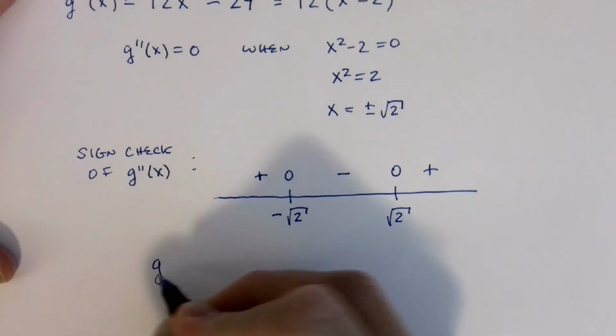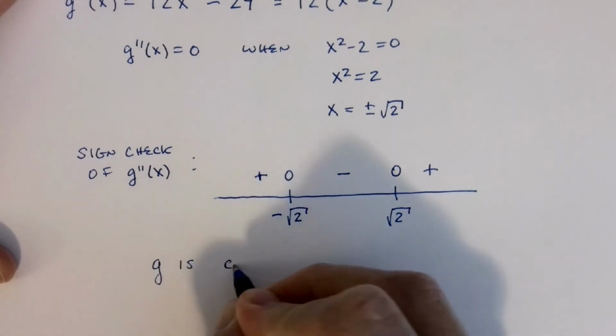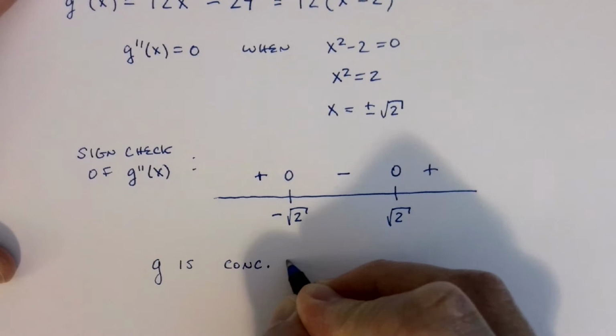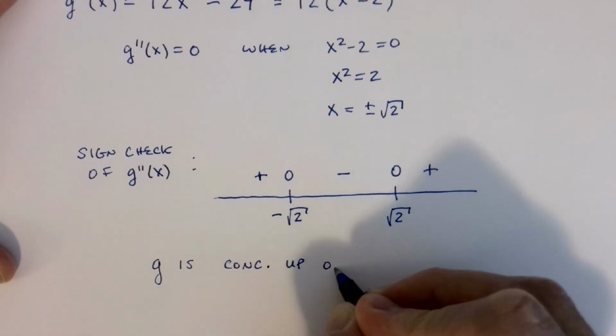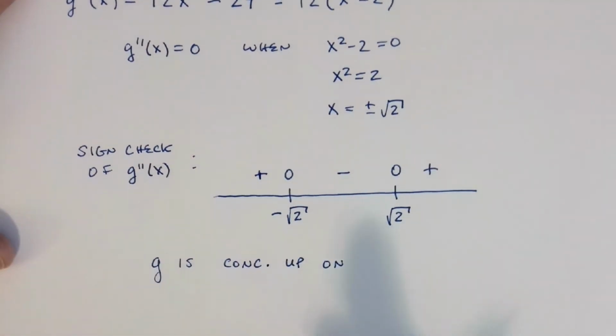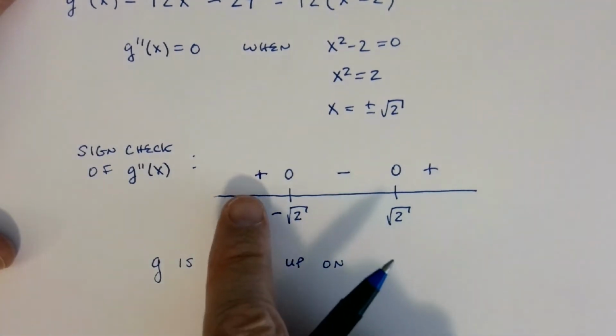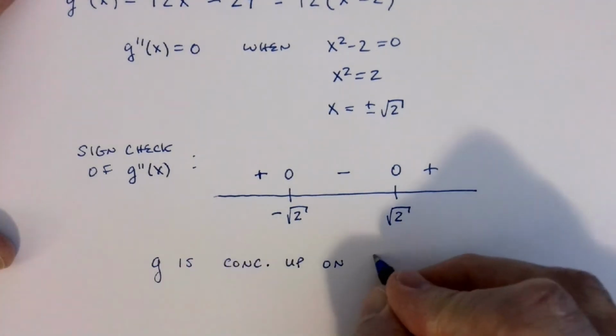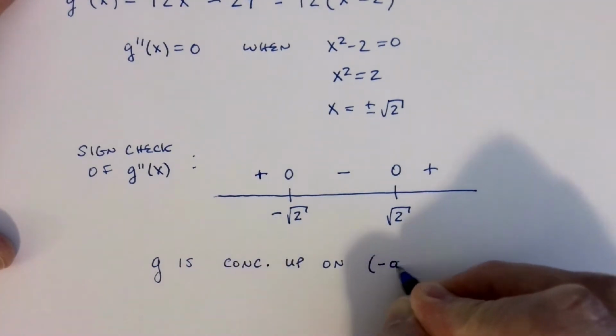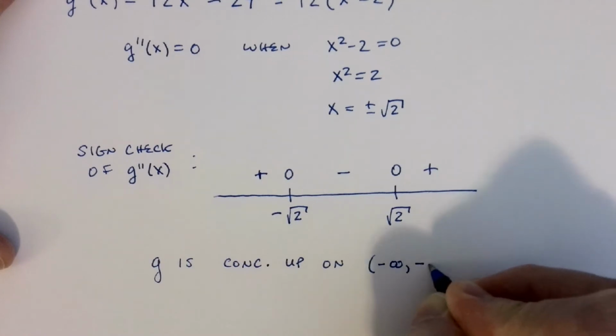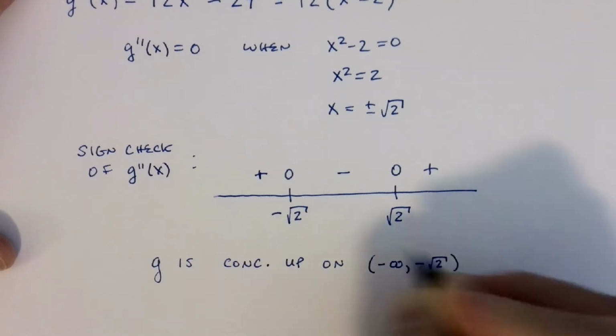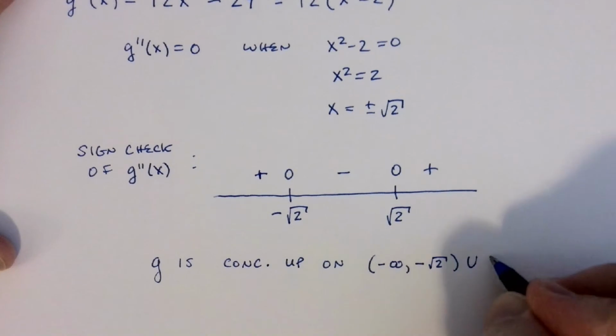Where is the function g concave? I'm going to abbreviate that. Concave up. It's concave up where the first derivative is increasing, which occurs when the second derivative is positive. So we're looking for when the second derivative is positive. Well, it's clearly going to be positive when the value of x is less than negative square root of 2, and also when it's greater than the square root of 2.